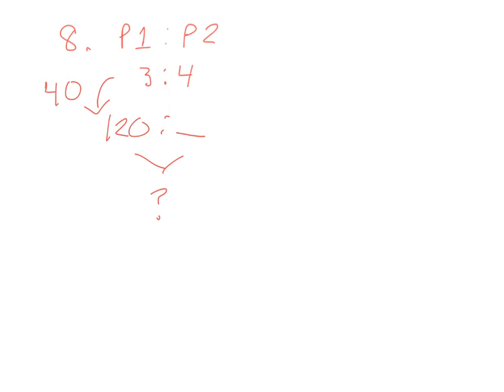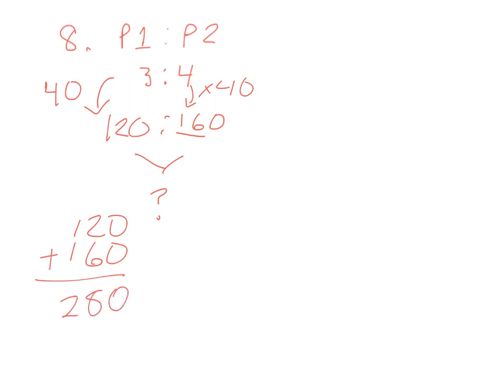So 4 times 40 gives us 160. And then if I add my 120 plus my 160, I get 280 milliliters altogether. So your sentence answer would say the total volume of both is 280 milliliters.